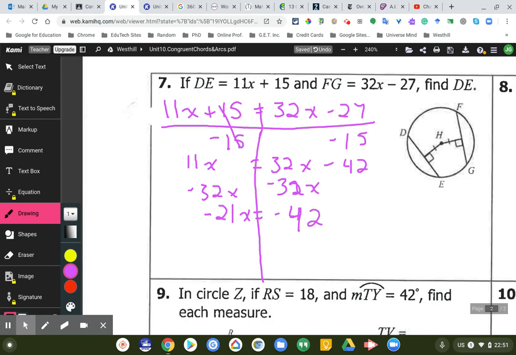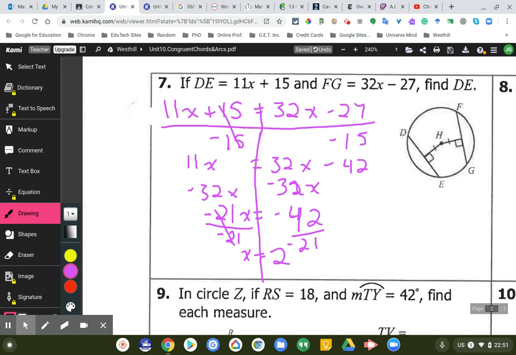Okay, now it's fine, right, if we have negatives. Don't freak out. We're just going to divide by negative 21, cancels out. Get our x. Divide by negative 21. Negative 42 divided by negative 21 is going to equal a positive. X is going to equal 2.